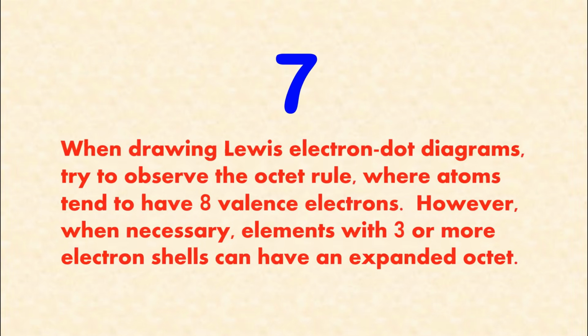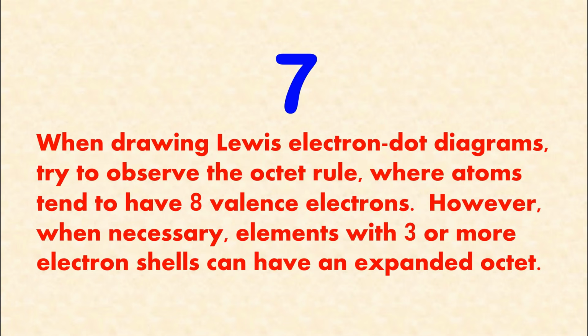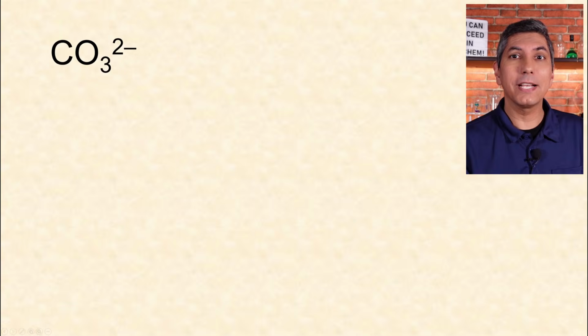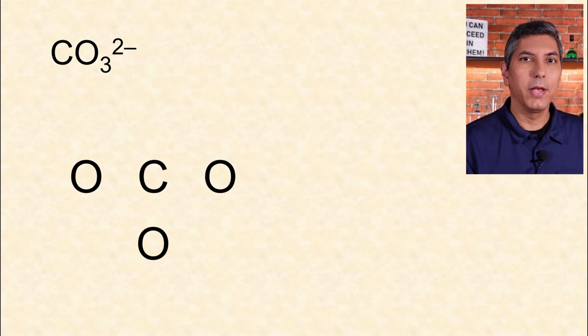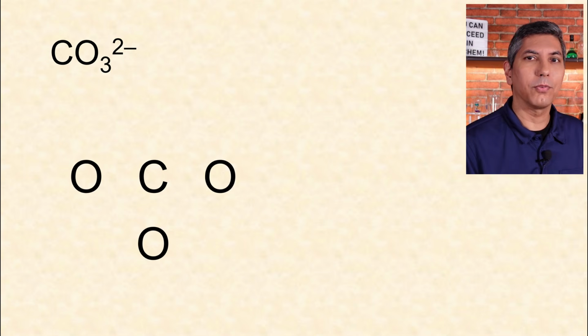Number 7. When drawing Lewis electron dot diagrams, try to observe the octet rule, where atoms tend to have 8 valence electrons. However, when necessary, atoms with 3 or more electron shells can have an expanded octet. If we're trying to draw the Lewis electron dot diagram for the carbonate ion, we place the central atom, carbon, in the middle. We can draw 3 oxygen atoms surrounding that atom. We can place dots representing valence electrons around these atoms.